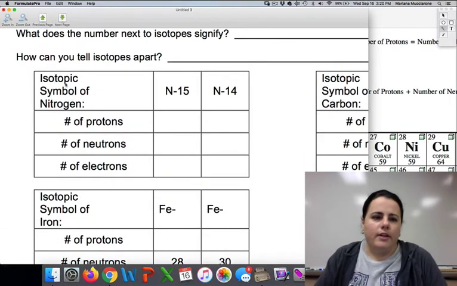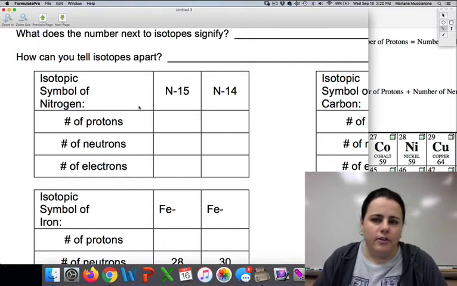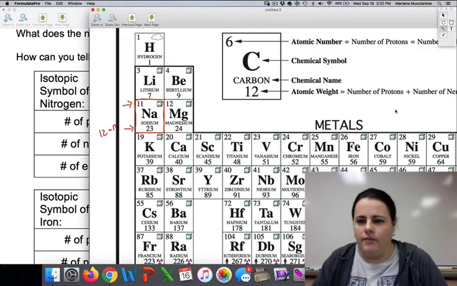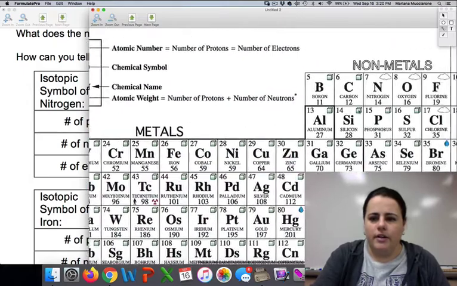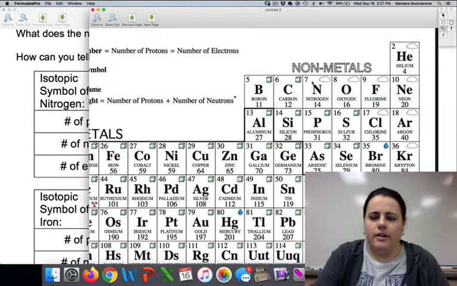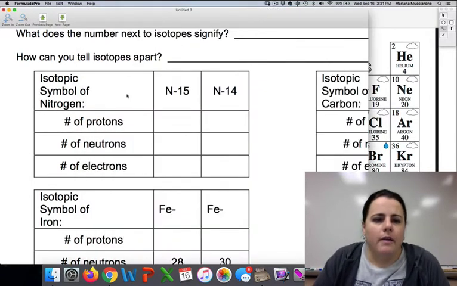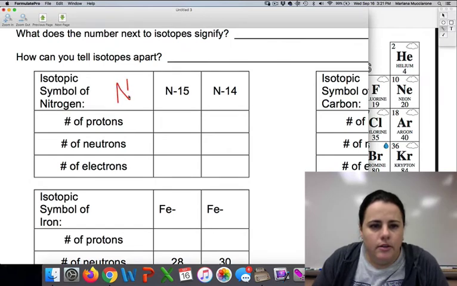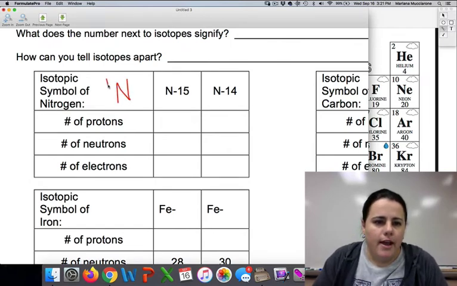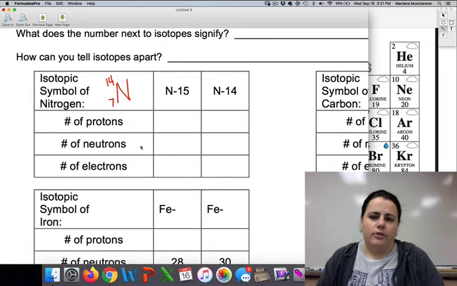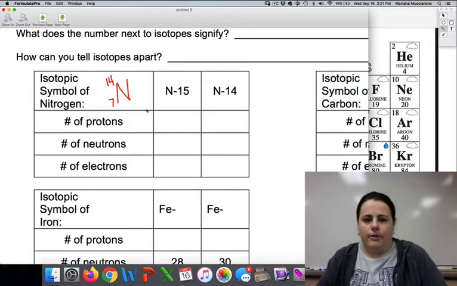All right, so we need to do the isotopic symbol of nitrogen first. So nitrogen, you have to find it. If you don't know already, it is number 7. Its symbol is N. Atomic number 7, mass 14. So coming back here, the isotopic symbol is the symbol with the mass as a superscript and the atomic number as a subscript. So do it for the normal one, when you do carbon and sulfur and iron as well, the normal one that you would see on the periodic table.